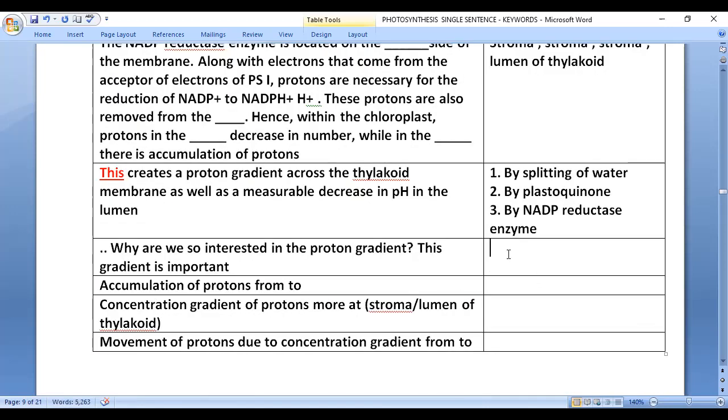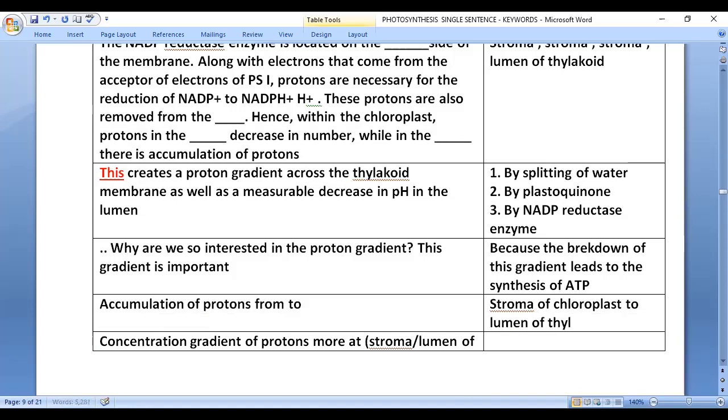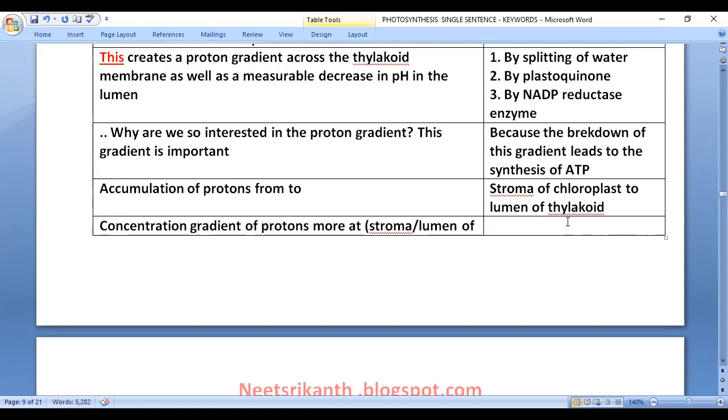Why are we so interested in the proton gradient? This gradient is important because the breakdown of this gradient leads to the synthesis of ATP. Accumulation of protons from the stroma of the chloroplast to the lumen of the thylakoid happens by three ways: by splitting of water, by plastoquinone, by NADP reductase enzyme.